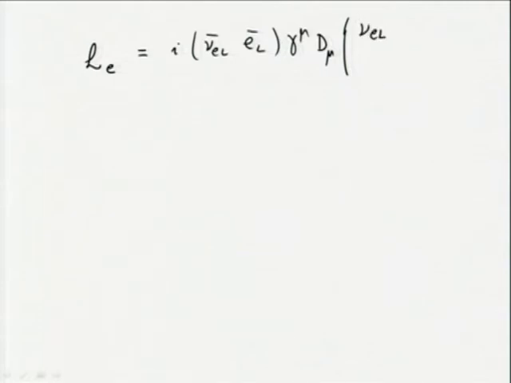Now, let us look at the Lagrangian. Let us only look at the electron part. So, we have i (ν_L, e_L) bar γ^μ D_μ acting on (ν_L, e_L), where this is the D_μ which acts on the left-handed doublet. For the right-handed field, I have i e_R bar γ^μ D_μ^R e_R.